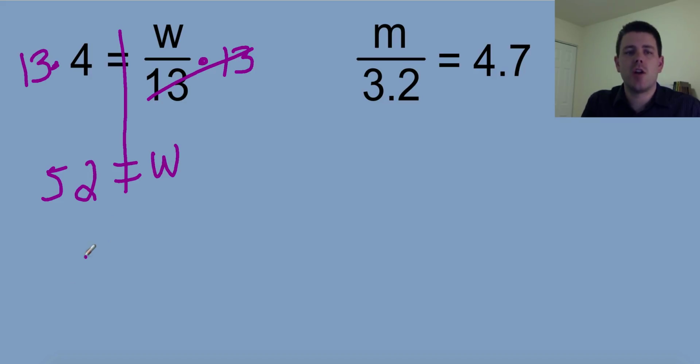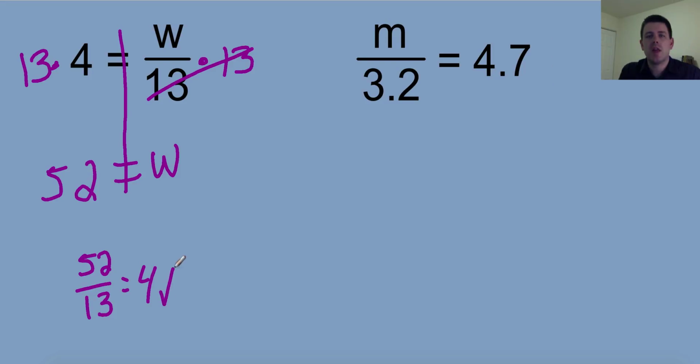So let's check our answer. 52 divided by 13. Well, if I double check my multiplication table, 52 divided by 13 really does give me an answer of 4. So I know I got my correct answer. That one works.